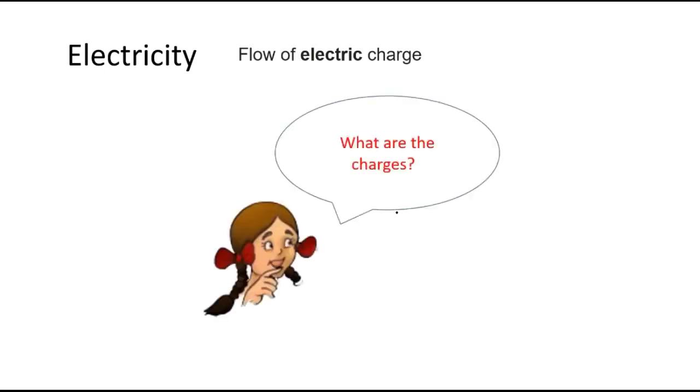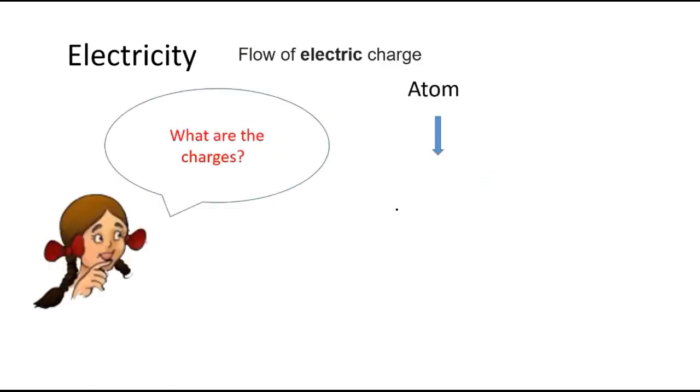Now wait a minute. You must be thinking, what are electric charges? Please recall the structure of the atom. And what does an atom contain? An atom contains mainly a nucleus, right? And what does this nucleus contain? The nucleus contains a few more particles, main particles such as protons and neutrons.